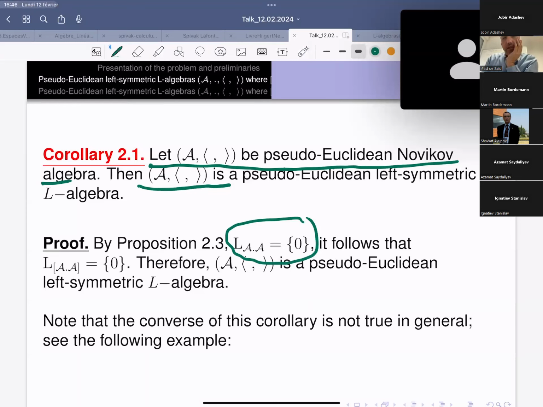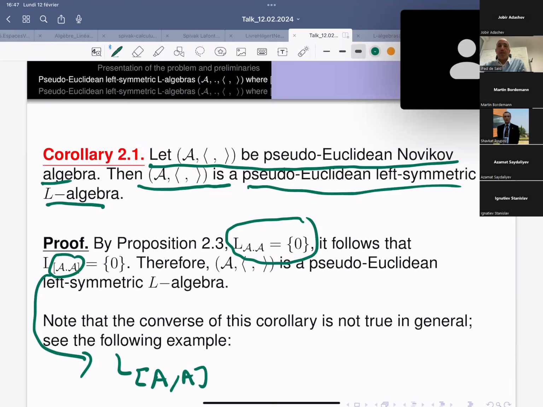Come here. This one is L. Okay. A, and therefore A is a pseudo-Euclidean left L algebra. Then the class of pseudo-Euclidean Novikov algebra is contained in the class of pseudo-Euclidean left symmetric L algebra, but pseudo left L algebra is exactly the class C. D'accord? It's like the class C.